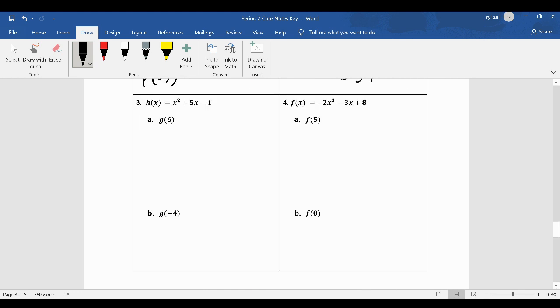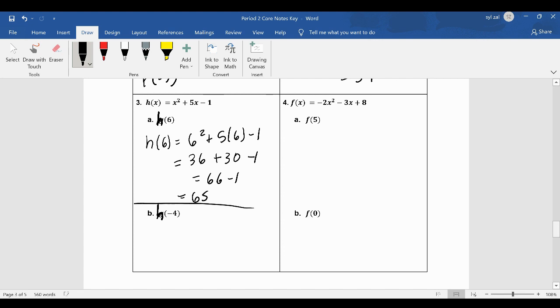This one's a little harder because we have some exponents here. So we have h of 6 equals 6 squared plus 5 times 6 minus 1. This should say h, so go ahead and fix that on your paper because, again, that would represent this specific equation, so it should say h. 36, 6 times 6 is 36, plus 30 minus 1. 66 minus 1, that gives us 65 there.